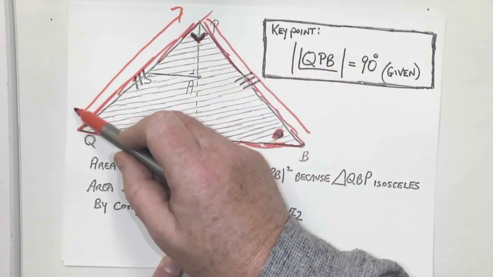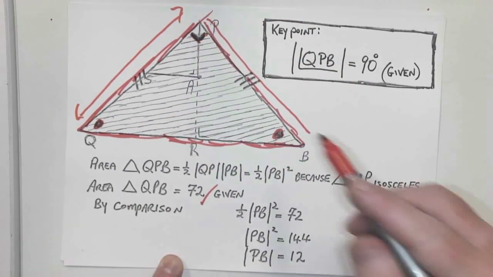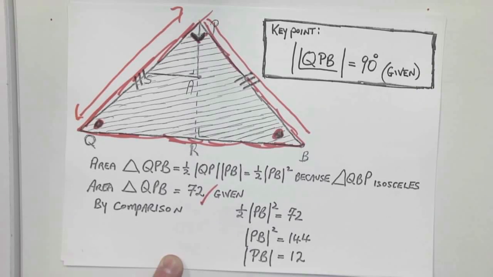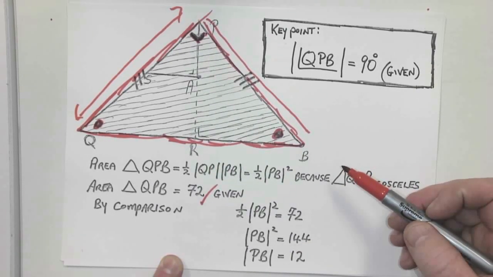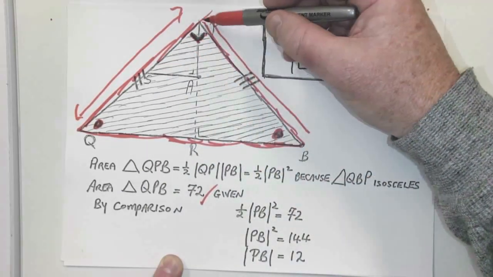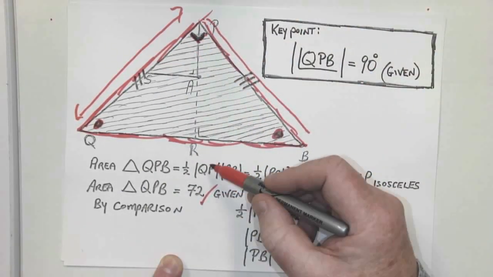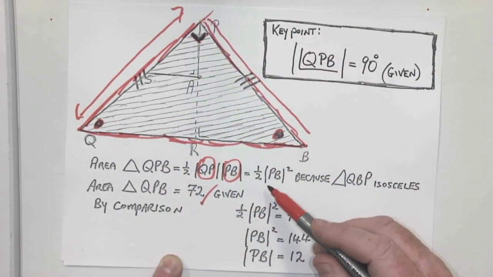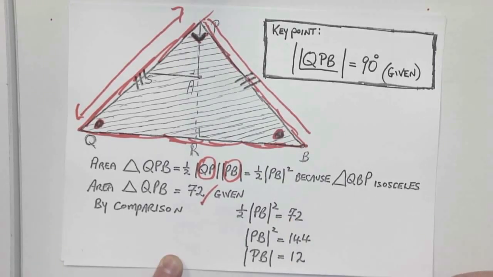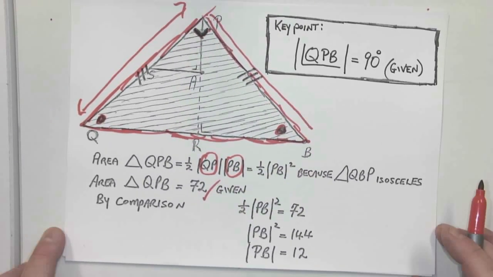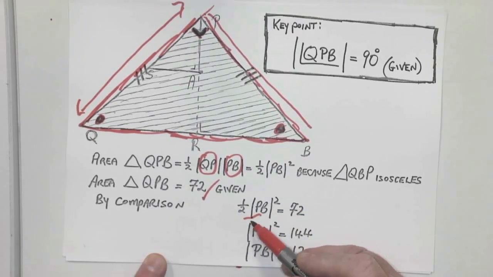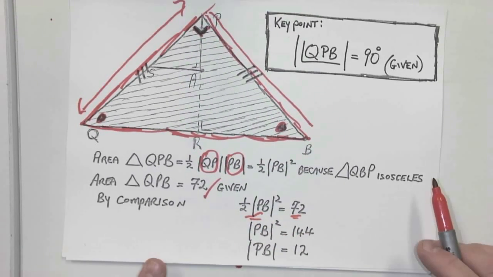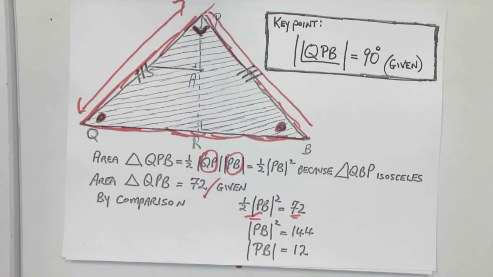You have to turn that on its side to see it, because this up here was 90. You were told that in the question. So a half the base by the perpendicular height: a half of QP times PB. But because these two sides, QP and PB, are equal, then it's just a half of PB squared. And then it's very familiar, I hope, because a half of PB squared is equal to 72. Double both sides, PB squared is equal to 144, and then take the square root of both sides, and I've got PB is 12.